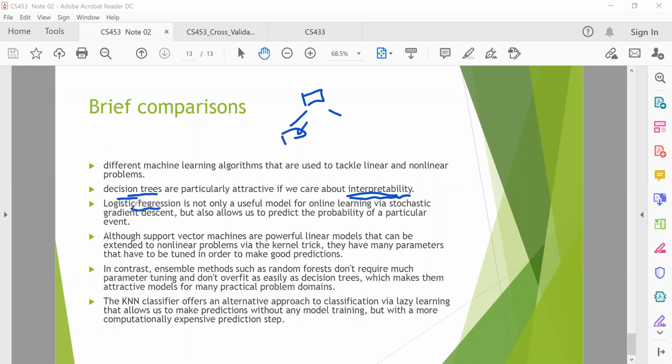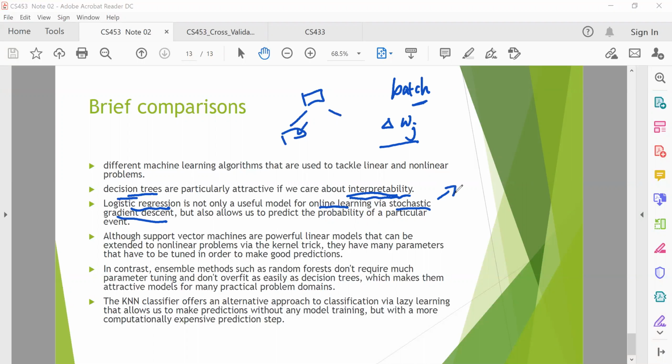And logistic regression is not only a useful model for online learning. Online learning means what? We have learned we can do batch learning, batch processing. Batch processing means each iteration you need to have all of the samples loaded. But sometimes that's not feasible when we do the weight updates. So that doesn't work if you do batch, and that's why we can do stochastic gradient descent.